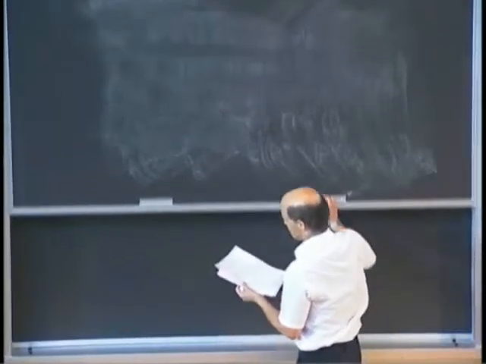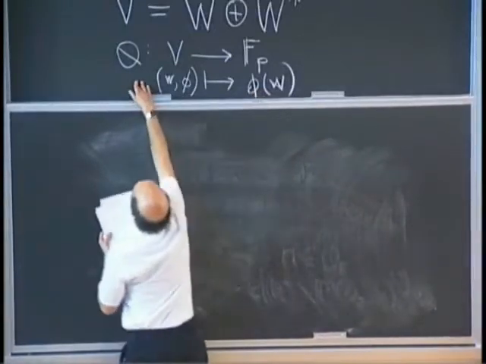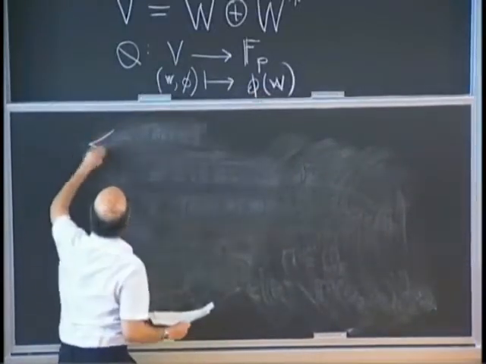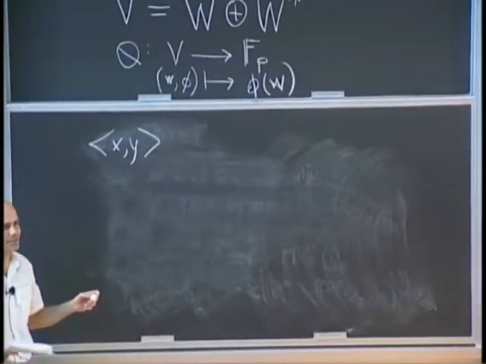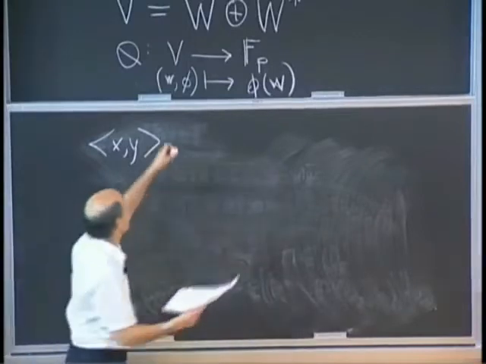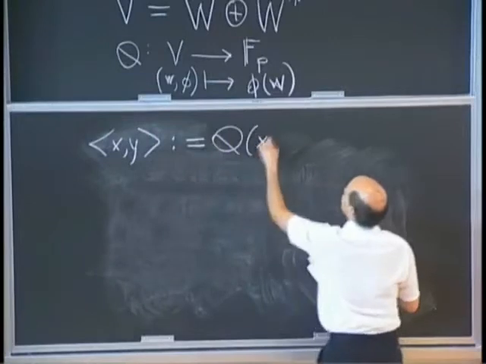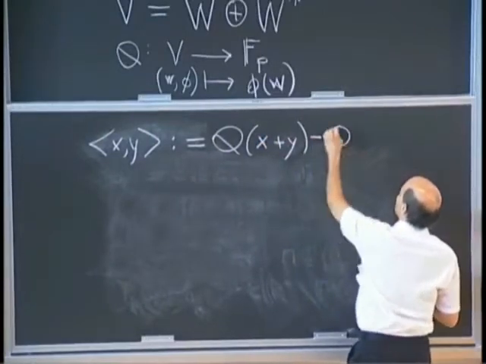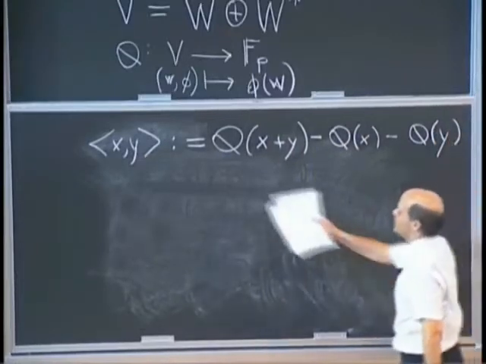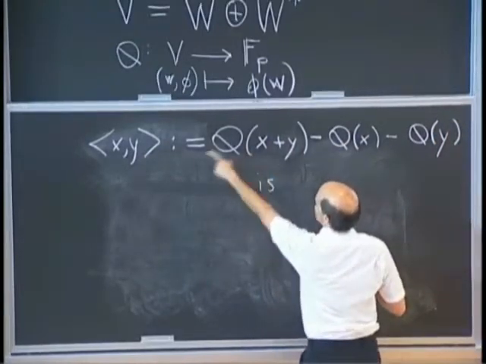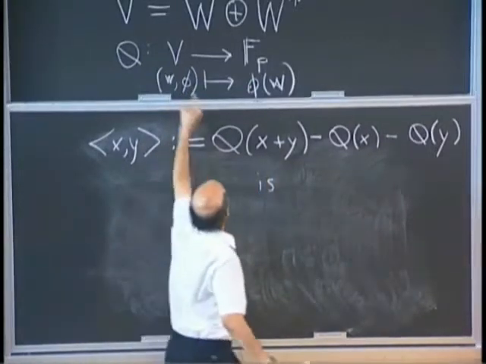And this is a quadratic form in the sense that if you take the associated symmetric bilinear form, then it's actually bilinear. So if you define this, the usual way of going from a quadratic form to a symmetric bilinear form, then this is bilinear. These x and y are elements of V, so they're these pairs.